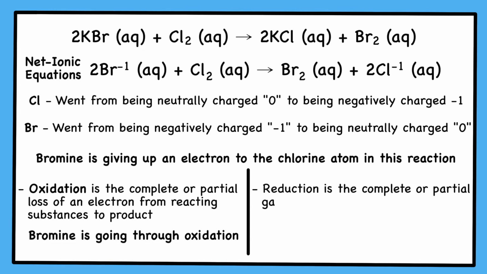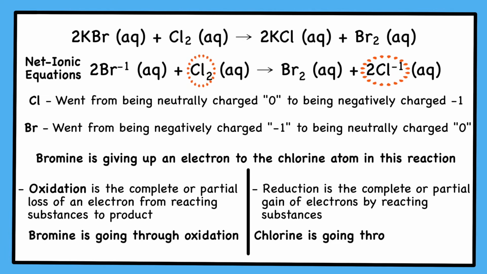Reduction is the complete or partial gain of electrons by reacting substances. In other words, a substance will become more negative on our product side than it was on our reactant side. Look at our potassium bromide and chlorine example again. Chlorine goes from being neutrally charged on the reactant side to being negatively charged on the product side. This tells me that chlorine is going through reduction in this reaction.